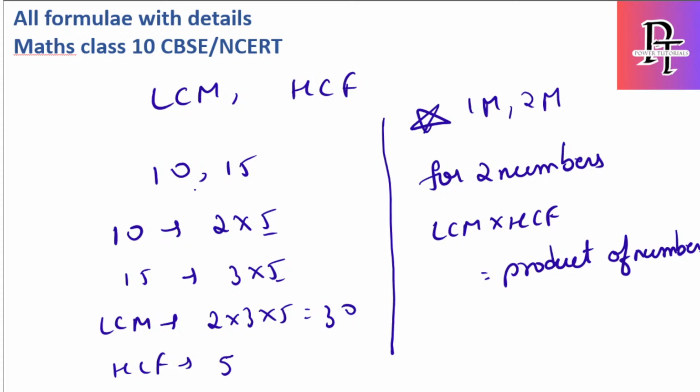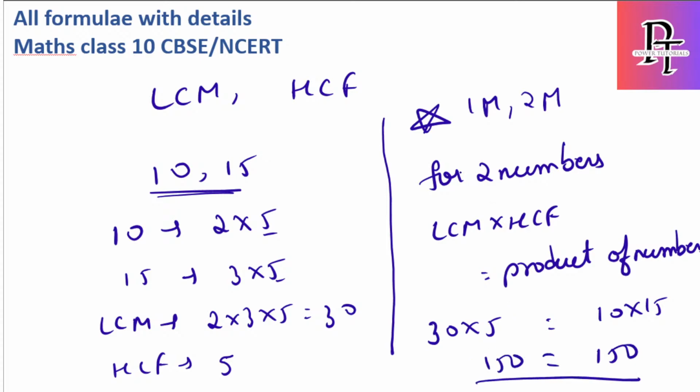The concept is, for two numbers, LCM into HCF is always equal to the product of the numbers. For the same example, here also it is two numbers. So what is LCM here? LCM we got as 30, HCF is 5. The product of the numbers is 10 into 15. So what is 10 into 15? 150. 30 into 5 is also 150. You can see both are correct. That is, LCM into HCF of two numbers is always equal to the product of the numbers.